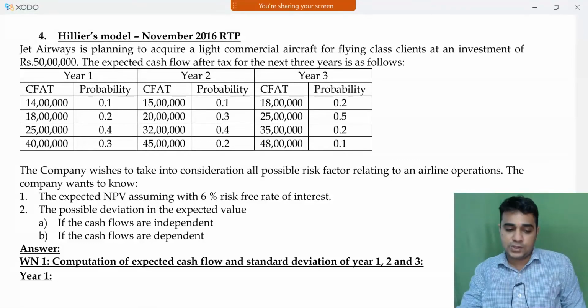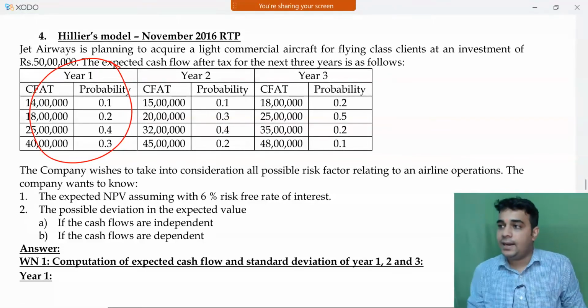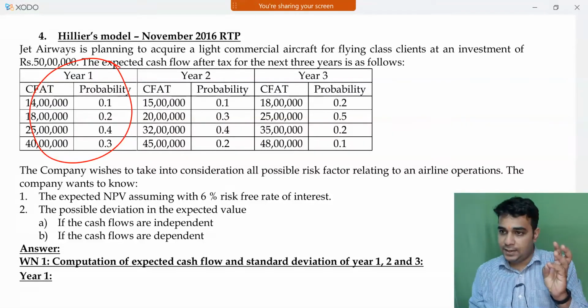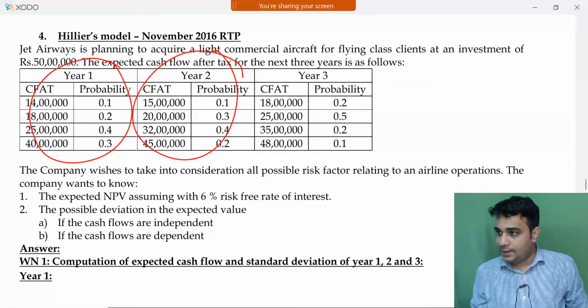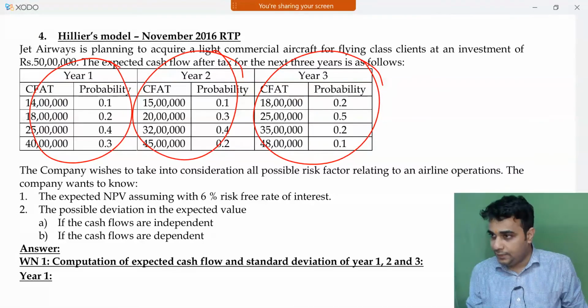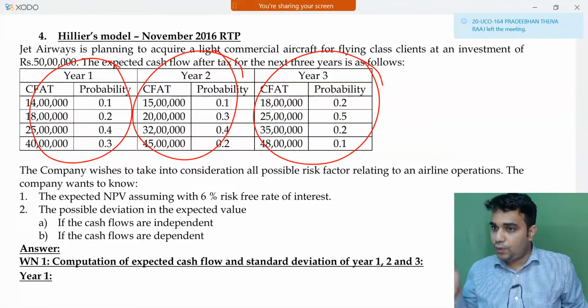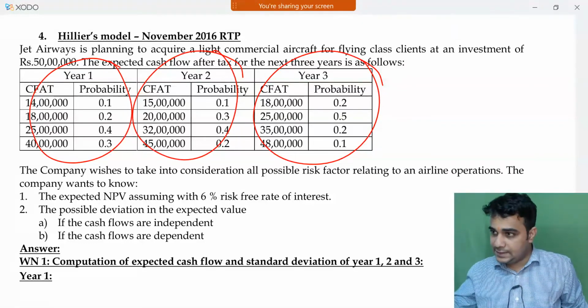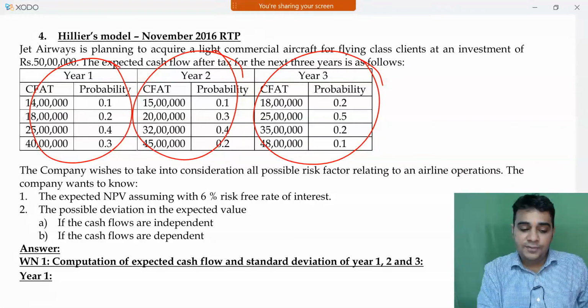Here what you will do is year 1. What you need to do is calculate expected NPV and expected cash flow and standard deviation. Year 2 expected cash flow and standard deviation. Year 3 expected cash flow and standard deviation. For NPV calculation: year, cash flow, PVF at 6%, DCF. The cash flow is the expected cash flow which you calculated. Standard deviation they are asking both.